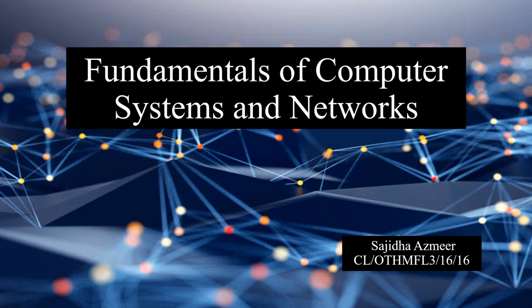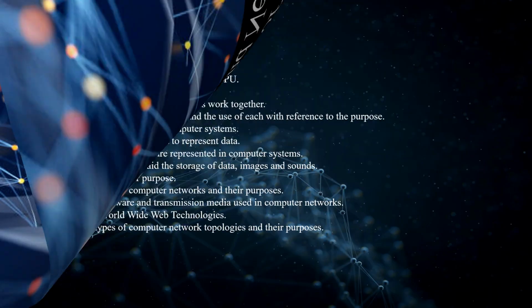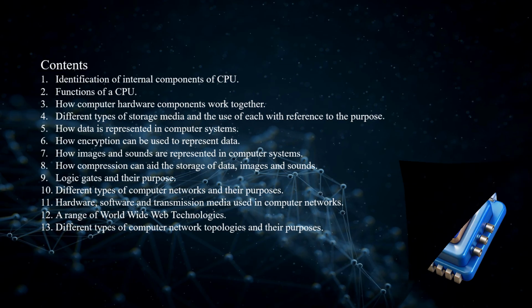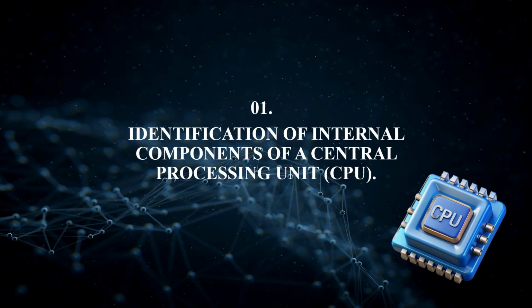Today I'll be presenting on the fundamentals of computer system and network. Today I will cover 13 key areas from the CPU's internal components to different types of computer networks. First, we look at the internal components of the CPU.